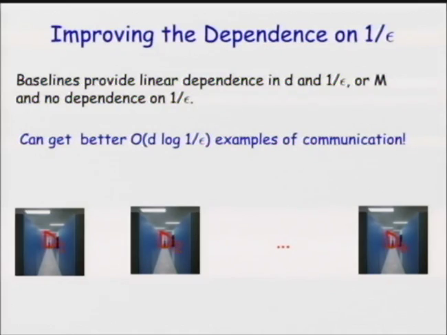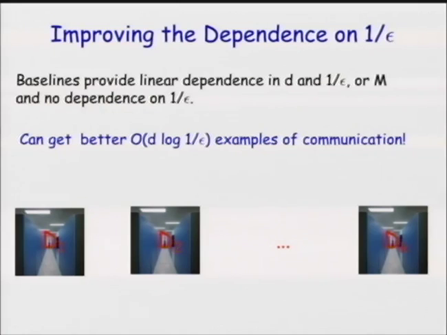Okay, so just to summarize the baselines, on one hand, the first baseline has a linear dependence on d, the VC dimension of the concept class, and 1 over epsilon, while the second baseline has no dependence on 1 over epsilon, but can depend linearly on the mistake bound of the concept class. Okay, so these are the baselines. The interesting fact, the cool fact, is that you can do much better. In particular, we can do exponentially better in 1 over epsilon than the first baseline. It turns out that we can learn any concept class C of finite VC dimension d by using only d log 1 over epsilon examples of communication.